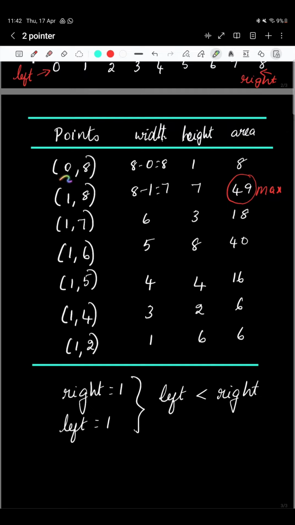The smaller line is at 0, so I move 0 to 1 and the area is 49. Since 49 is bigger than 8, I change max to be 49. The smaller line is at 8, so I move 8 to 7 and then the area is 18. This has to be continued till I find a value left which is less than right.